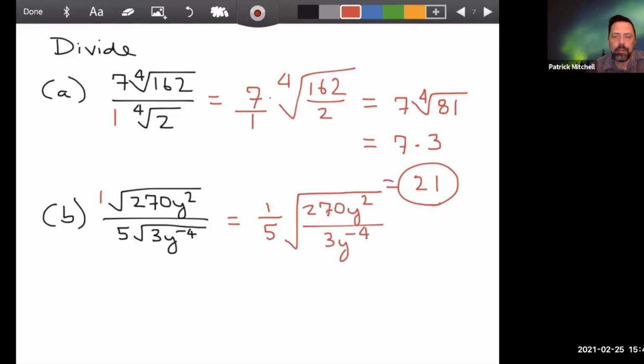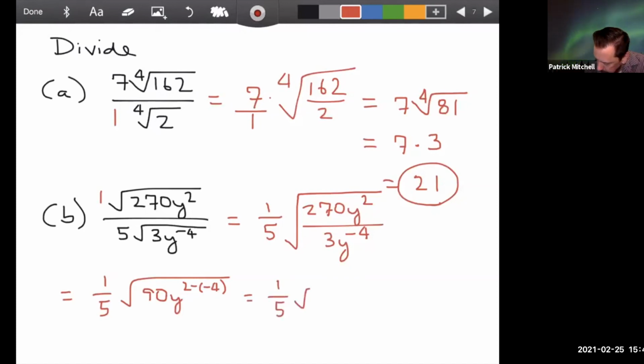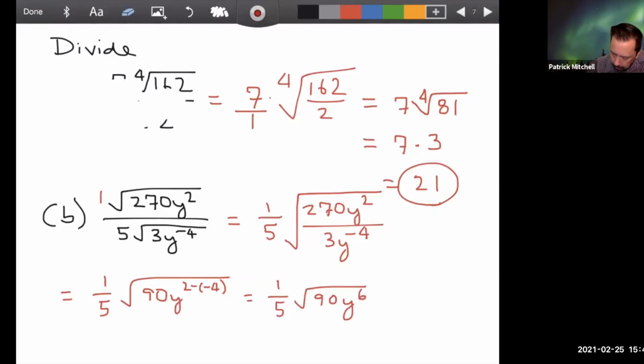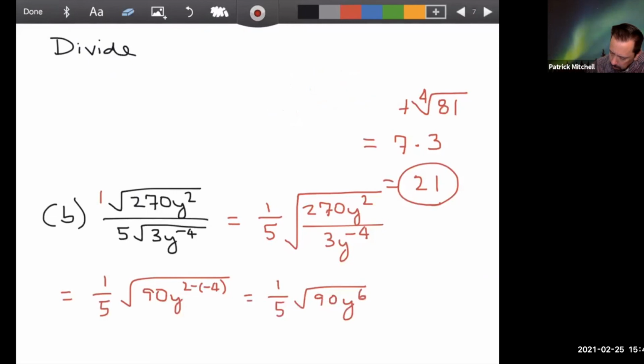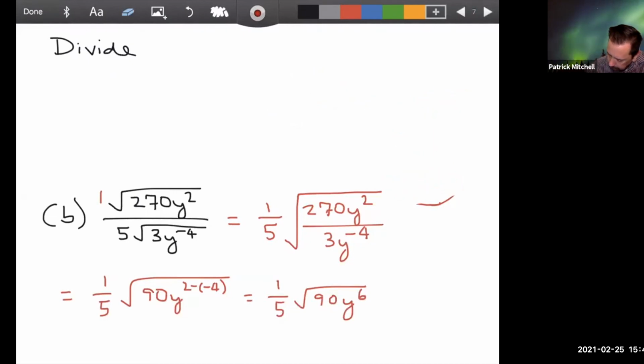All right, so now let's simplify the expression under the radical. 270 divided by 3 is 90. And y squared divided by y to the 4th, that would be y to the power 2 minus negative 4, which is 6, right? Okay, I'm not sure I have enough room to finish this problem. I might need to erase letter A. You know what? Let's go ahead and do that. Okay. There we go. Now we got plenty of room.